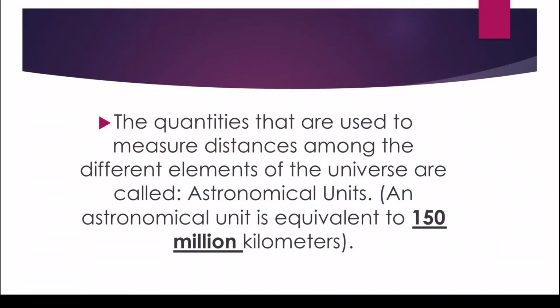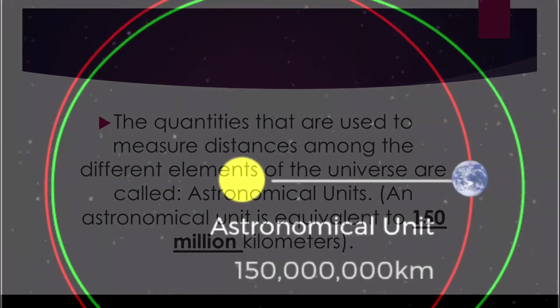The quantities that are used to measure distance among the different elements of the universe are called astronomical units. An astronomical unit is equivalent to 150 million kilometers.